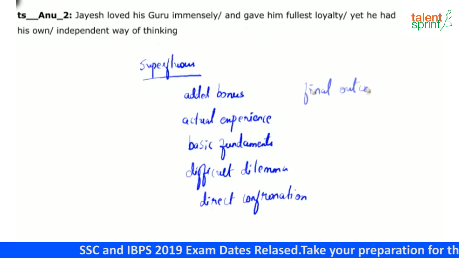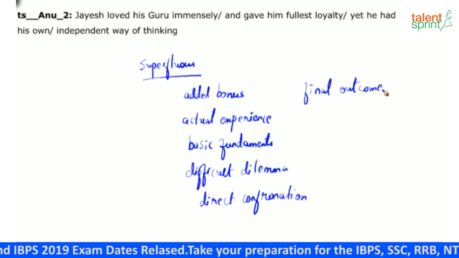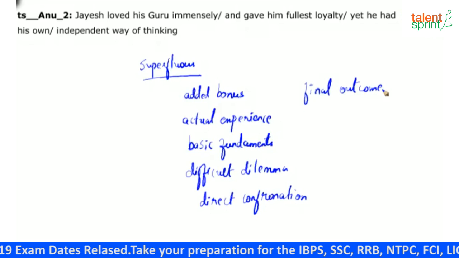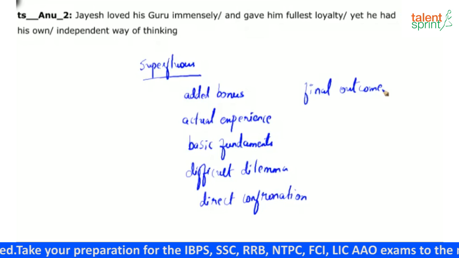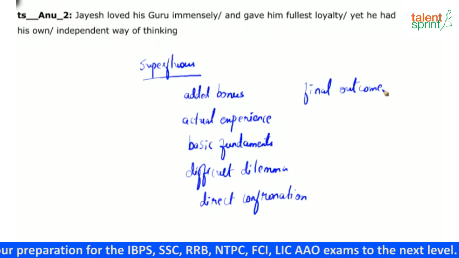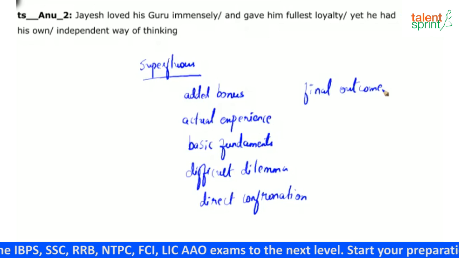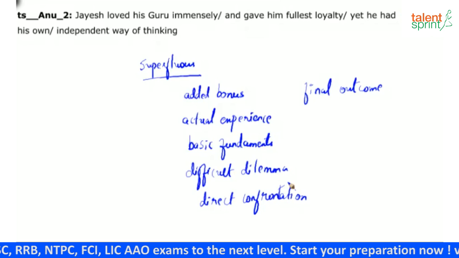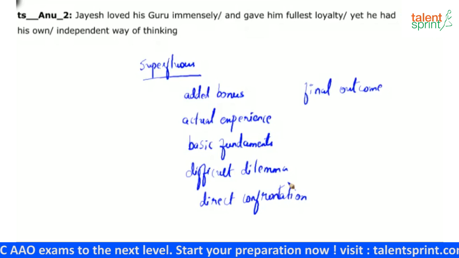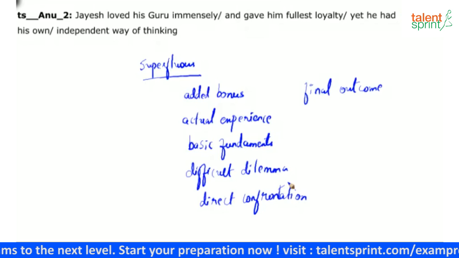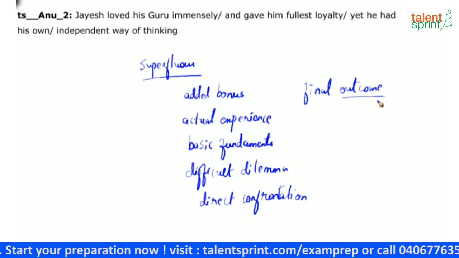More deeply. Look at all these words that I have put down also. Added bonus. Bonus itself means something in addition. Actual experience. Experience cannot be anything other than actual. Fundamental means basic. Dilemma is something where you're not able to decide. It's very difficult for you to come to a decision. Direct confrontation. Confrontation means head on. You are directly either getting into a fight or debating with this person. Final outcome. Outcome is an end result.